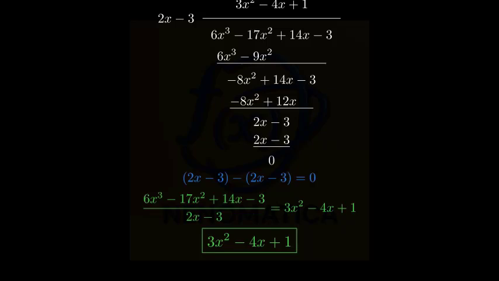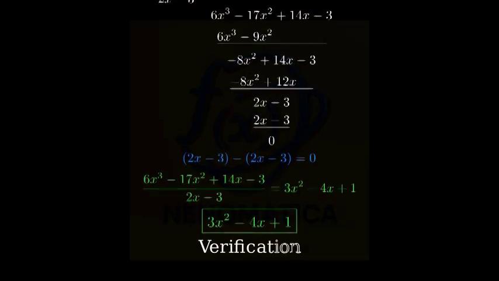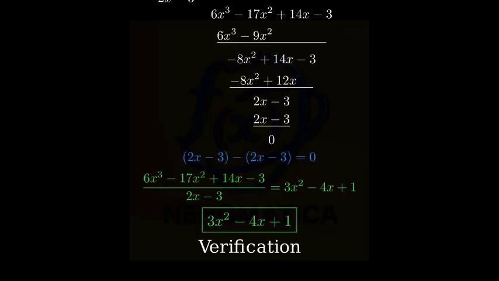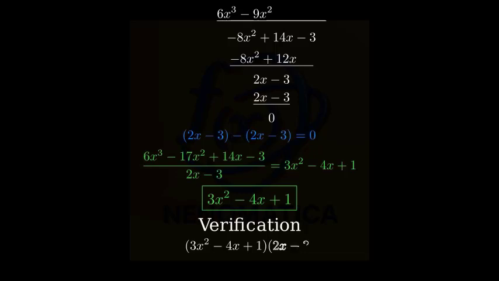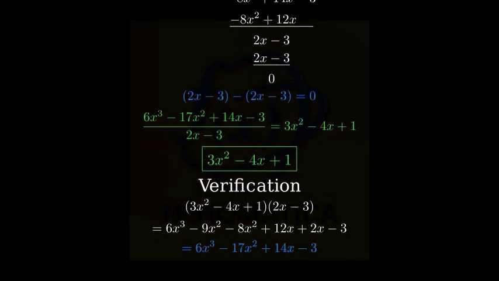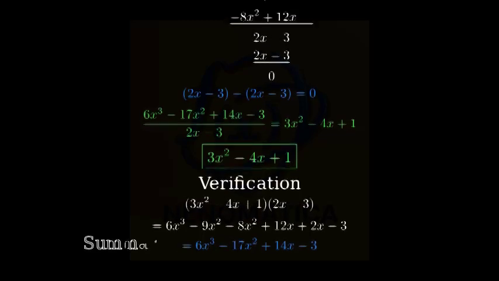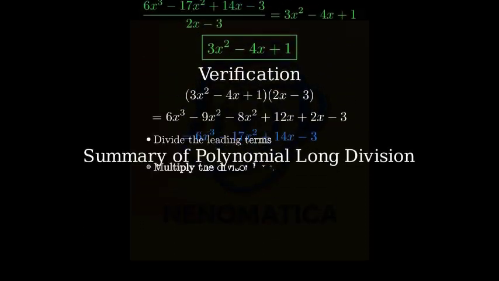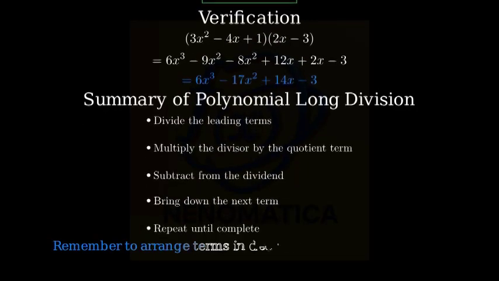Let's take a moment to verify our result. We can check our answer by multiplying our quotient, 3x squared minus 4x plus 1, by our divisor, 2x minus 3. If our answer is correct, we should get our original polynomial, 6x cubed minus 17x squared plus 14x minus 3. To summarize, polynomial long division is similar to the regular long division you've learned before.